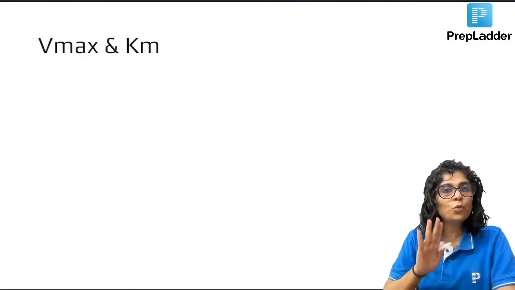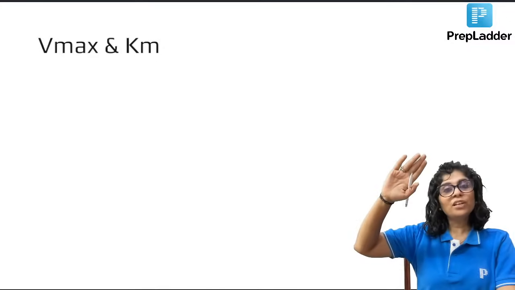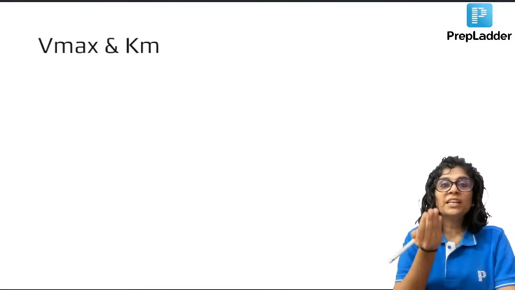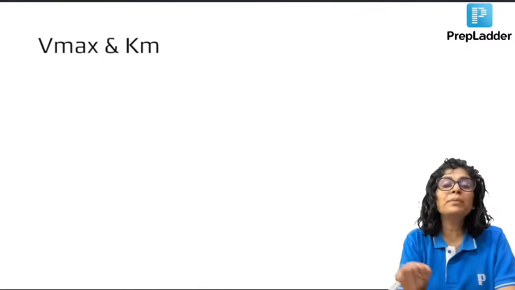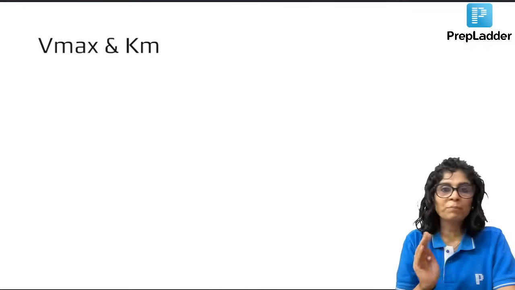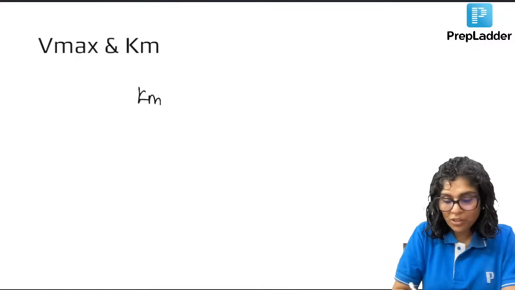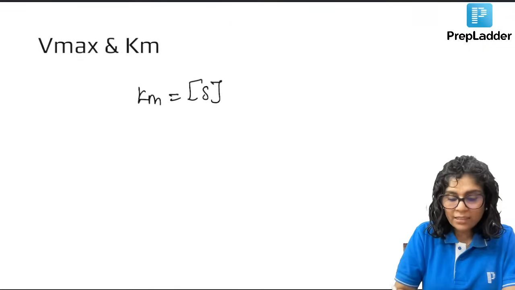Do you understand this? What is Vmax? It's the maximum velocity that is achievable by an enzyme when all the available substrate binding sites of the enzyme have been saturated with the substrate. Okay. Now, what is Km? Km is the substrate concentration at half maximal velocity.